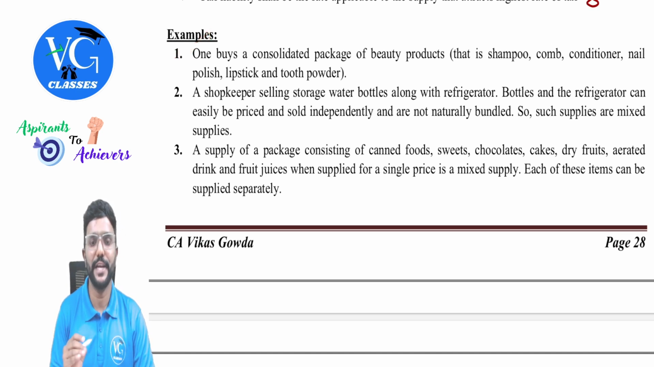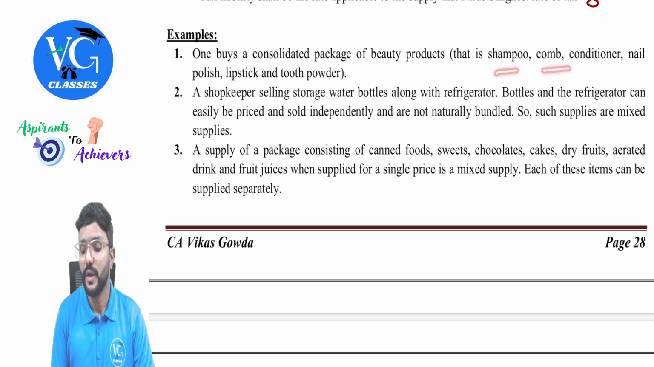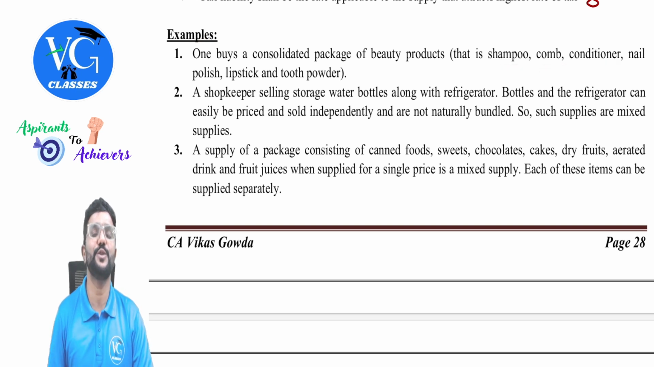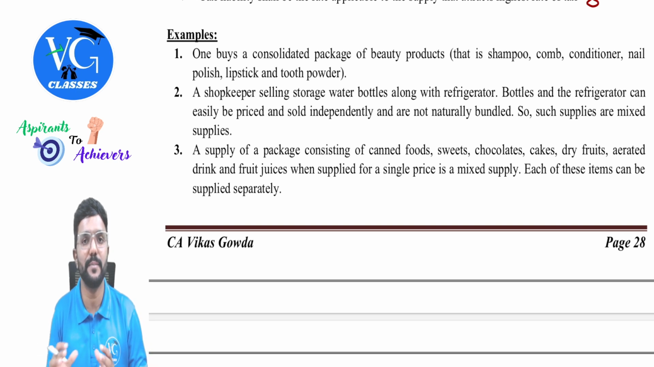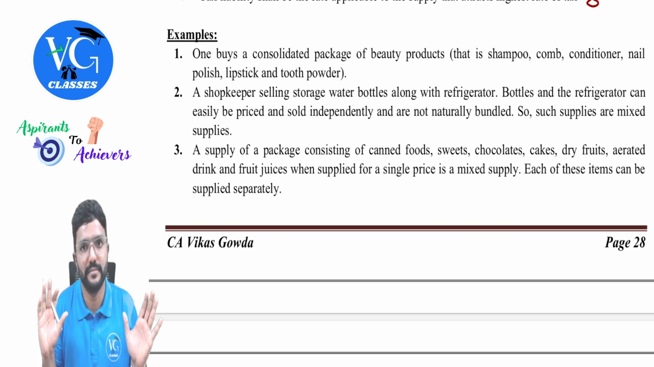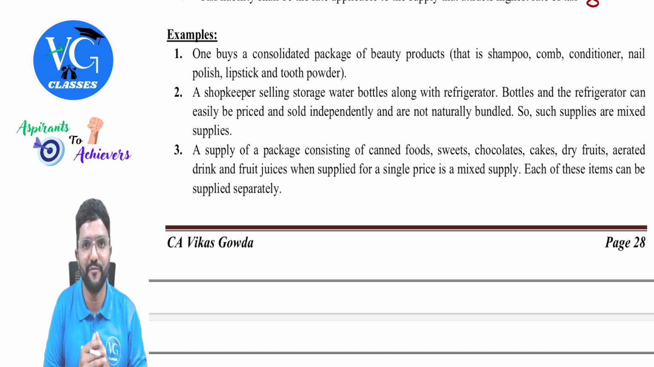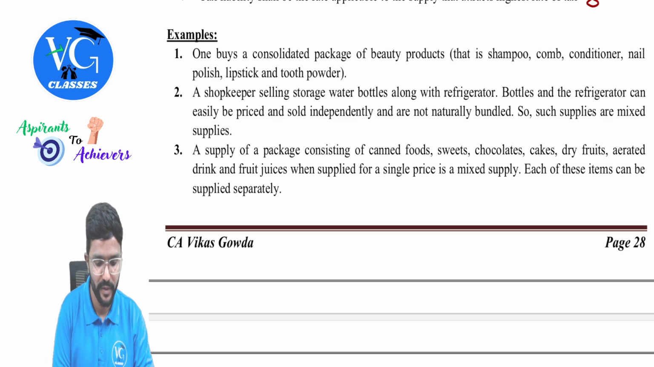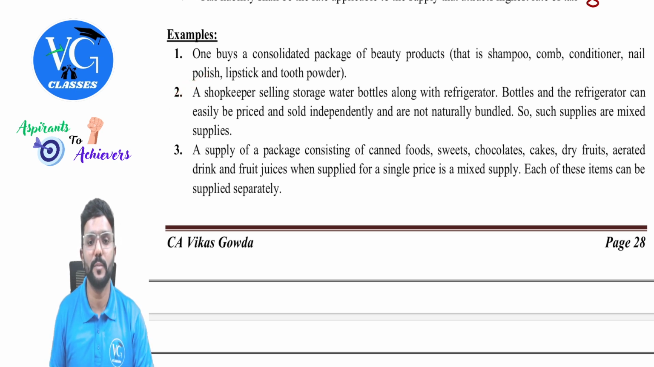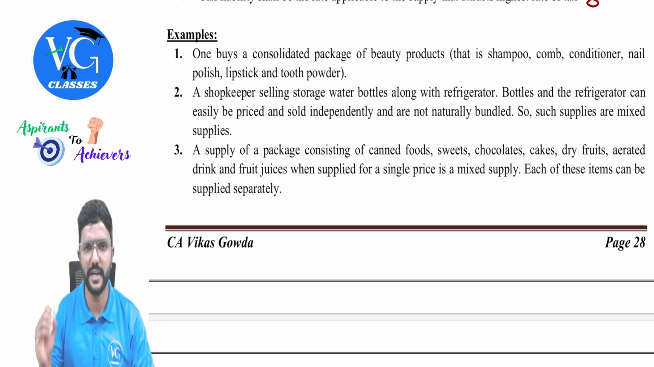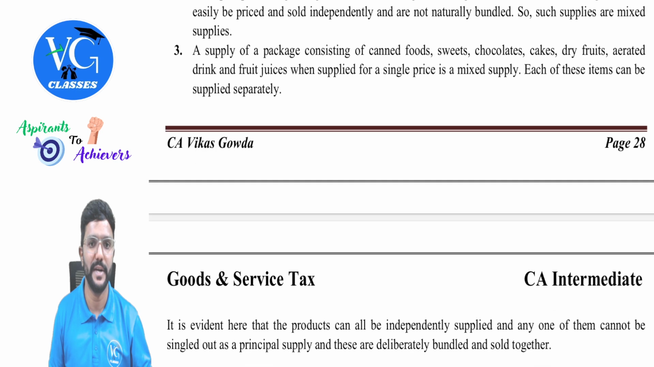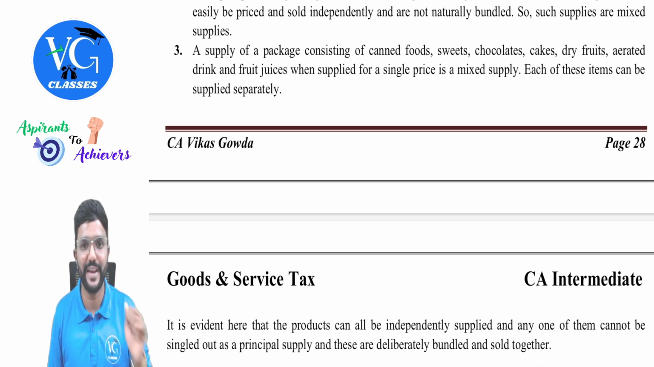Then coming to the examples of mixed supply. One buys a consolidated package of beauty products, that is shampoo, comb, conditioner, nail polish, lipstick and tooth powder. As they are not naturally bundled, it is a mixed supply. And when it is a mixed supply, none of them will be the principal supply. Almost everything will have the same value, guys, or the same importance. Next, a shopkeeper selling storage water bottles along with a refrigerator, even that is a mixed supply because they are not naturally bundled.